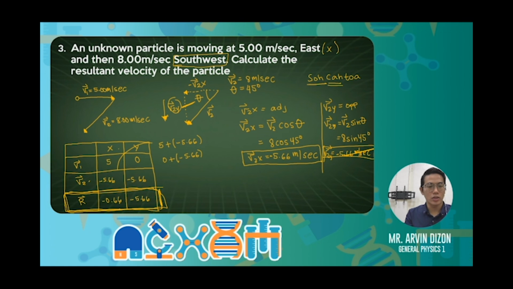So if we want to illustrate that, so this is the x-axis, it's negative 0.66, about this size. And we have negative 5.66, so it will be about this size. So this will now be our Rx, and this will now be our Ry. And the resultant vector itself would be this image here. Okay? So what will now be our value of that resultant vector?